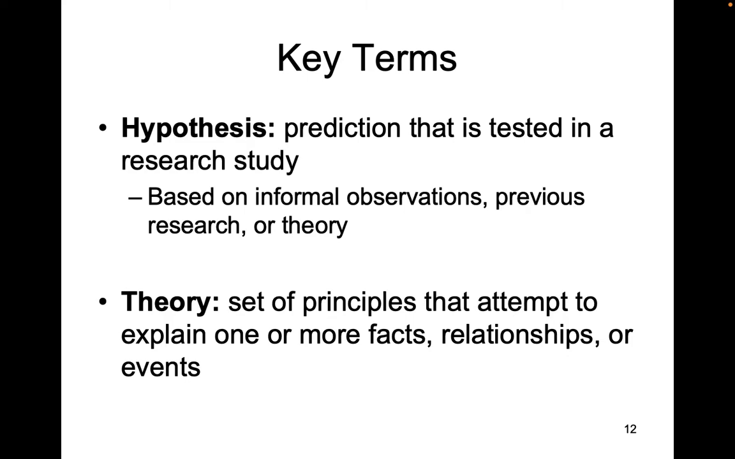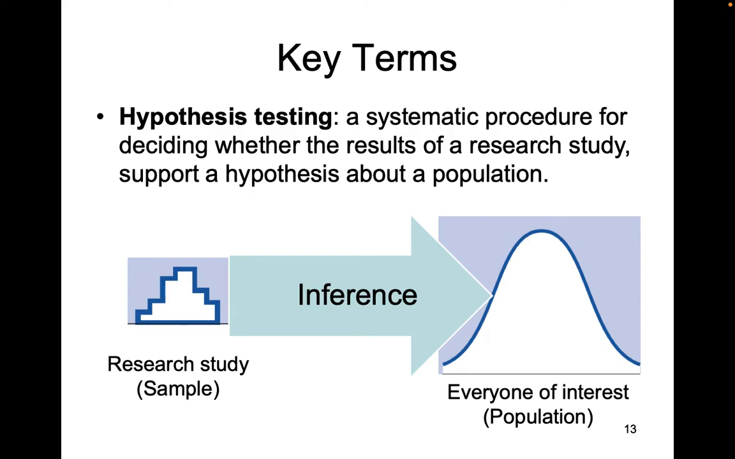A theory is a set of principles that attempt to explain one or more facts, relationships, or events. Very often, psychologists develop specific hypotheses from theories. And then it's those hypotheses that are tested in research studies. Hypothesis testing is a systematic procedure for deciding whether the results of a research study, which examines a sample, supports a hypothesis which applies to a population.